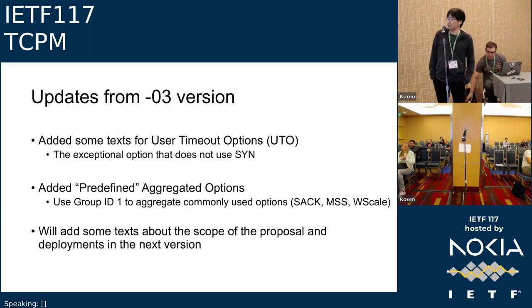The next update is predefined aggregated options. In the previous meeting, some people suggested that we should think about aggregating existing options. I have thought about this for a while, and in the current draft, it's proposed to use group ID 1 to aggregate commonly used options such as SACK, MSS, and Window Scale. This current version of the draft doesn't have it, but I'm going to add some scope of the proposal. I mean, whether this proposal is only for a limited controlled environment or for the internet, and how to deploy this proposal. I will try to address these comments in the next version.